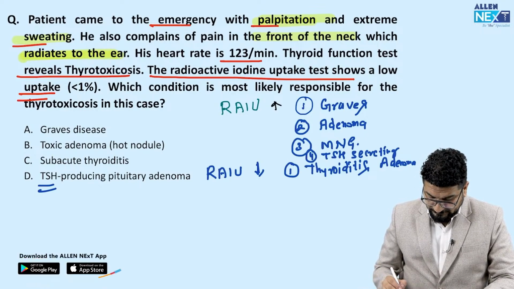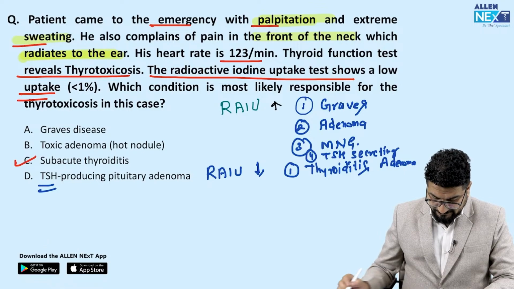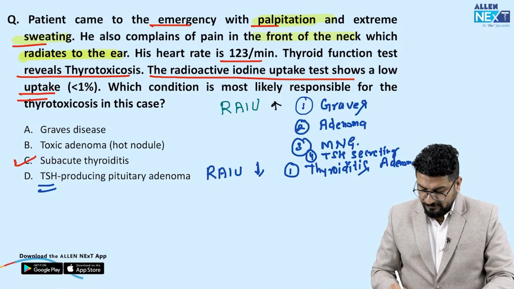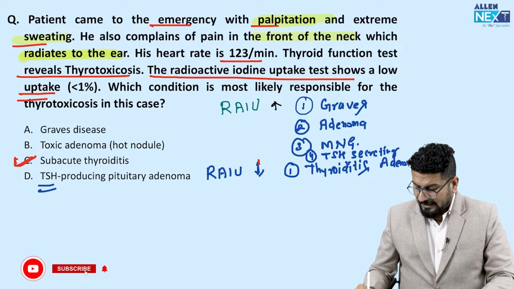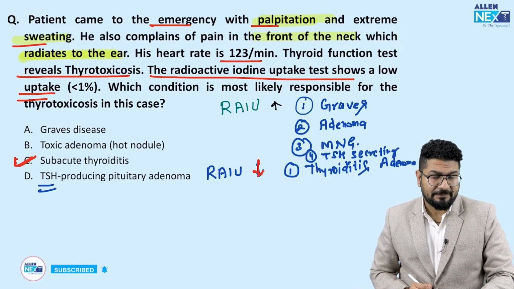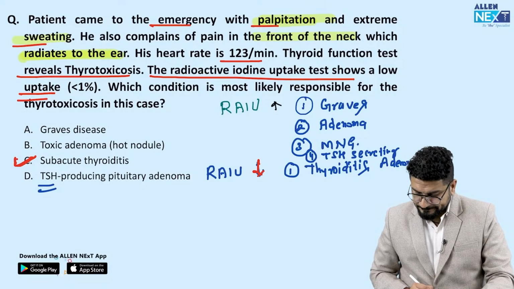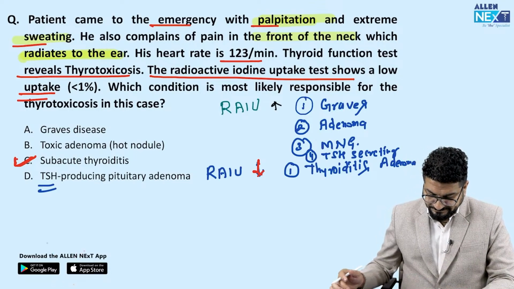So what will be the answer for this question? The answer will be subacute thyroiditis, because here you can see iodine uptake will be decreased, because whenever there is inflammation in the gland, the iodine uptake will be decreased. So the answer will be C.